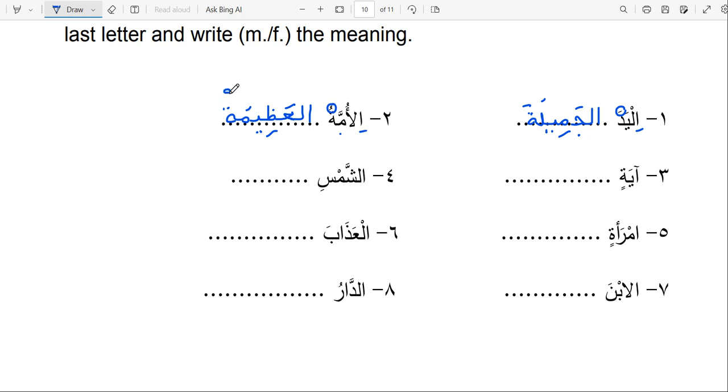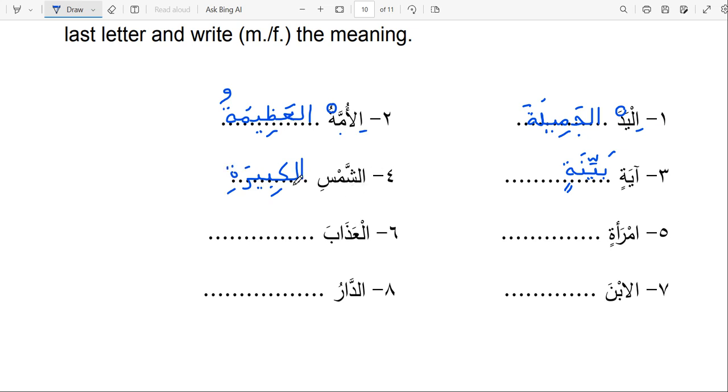Ayatin bayyinatin, bayyi with a kasra, natin. Ayatin bayyinatin. Ashamsi, all feminine. So ashamsi al kabirati, kabirati. Marboota, shams is considered feminine. Since it's marifa, you will have to take a marifa adjective.